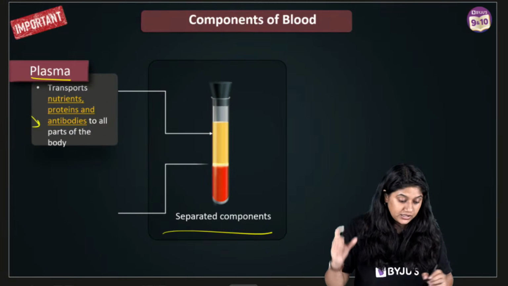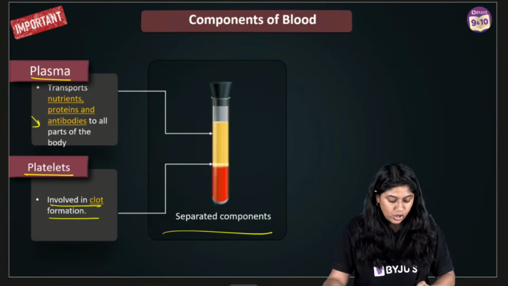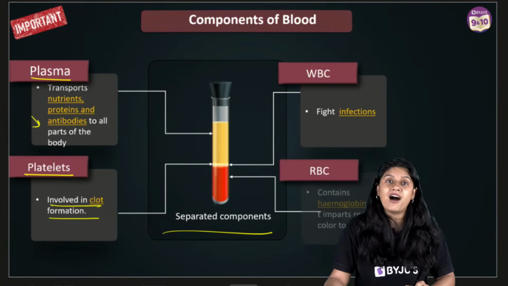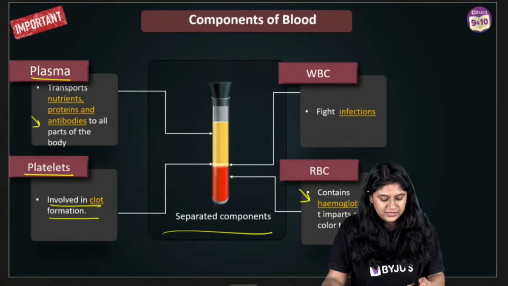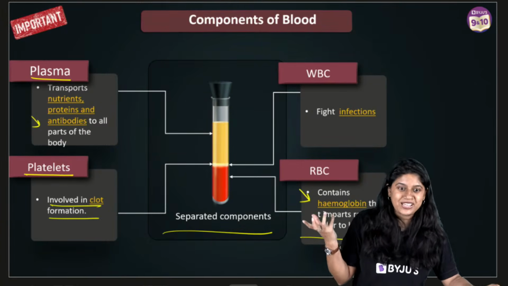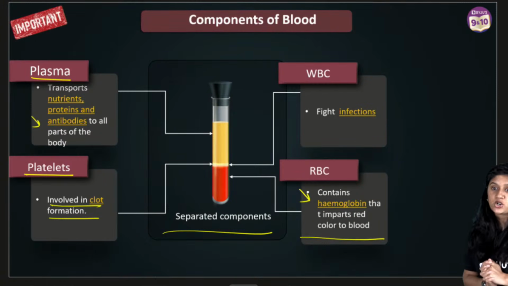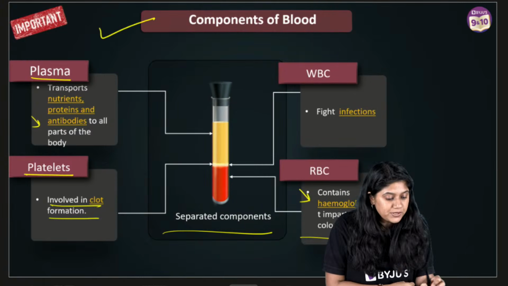In the cellular part, we have the platelets, which help in blood clotting. We have WBCs, which play a very important role in fighting infection. And then of course we have the RBCs. They contain hemoglobin, which gives the red color to the blood, and they carry oxygen. These are such important things, everyone, so do take a screenshot of this. What we have just discussed are the components of the blood.